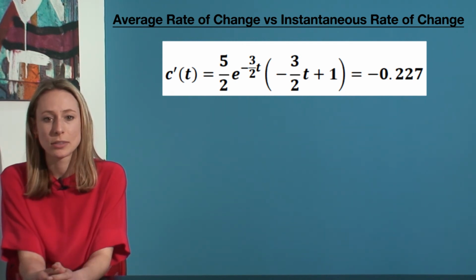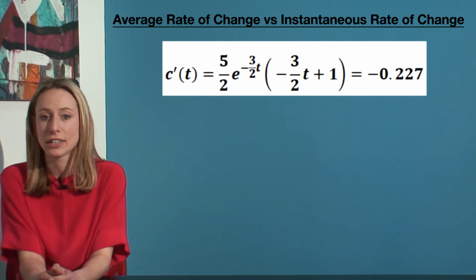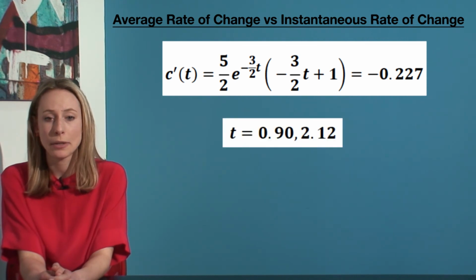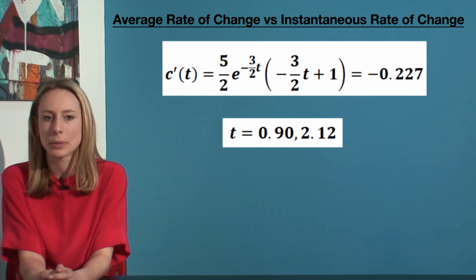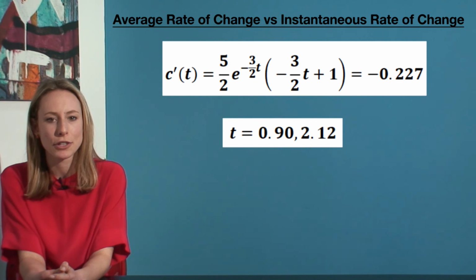This is too complex to be solved by hand and should be done using your calculator to get t equals 0.92 or 2.12. You may get a slightly different answer depending on how many decimal places you used to calculate the average rate of change.